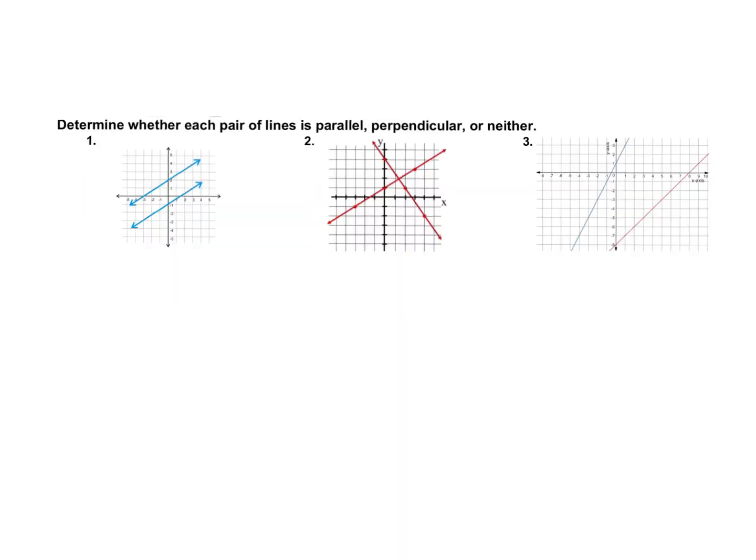All right, so determine whether each pair of lines is parallel, perpendicular, or neither. Remember, parallel lines are going to have the same slope. If you found the slope of this first line, you'd know you're going up 2 over 3. And our second line, you're going up 2 and over 3 again. So we know that these are parallel.